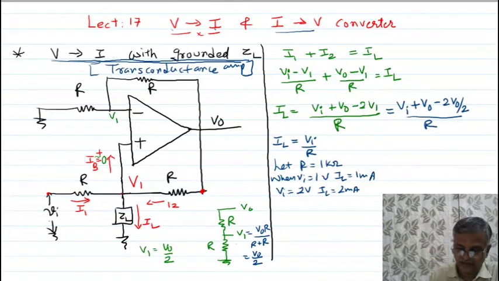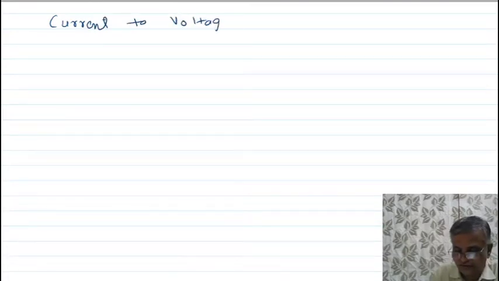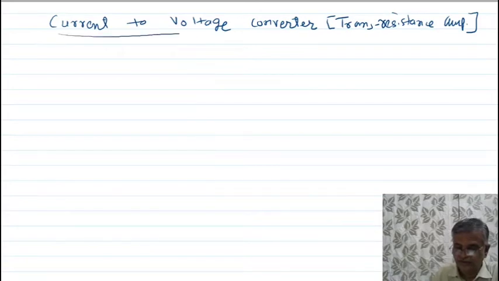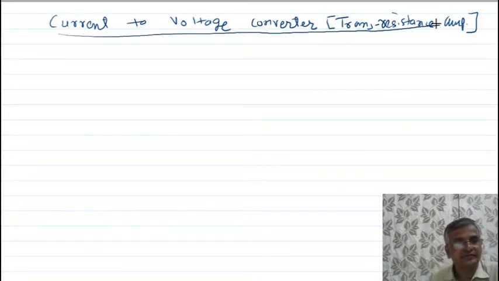Second, I want to discuss the I to V converter, the current to voltage converter. It is also known as a transresistance amplifier. I to V, what is it called? This is your I to V converter.